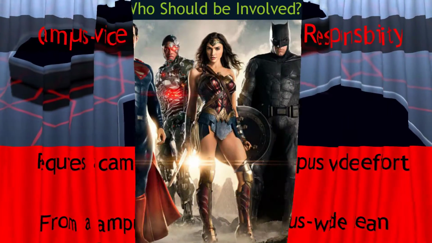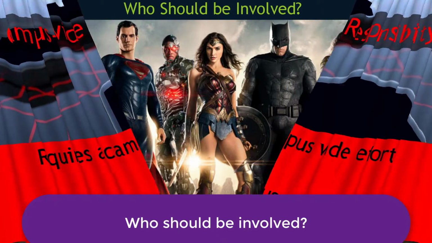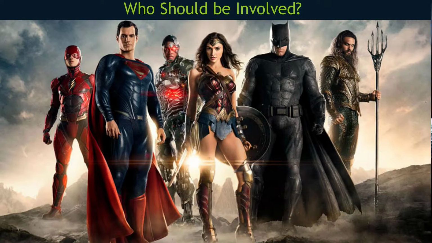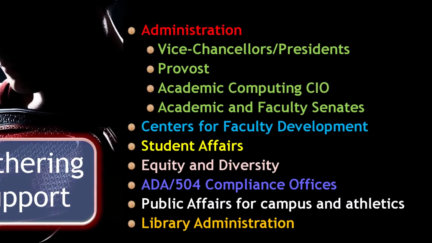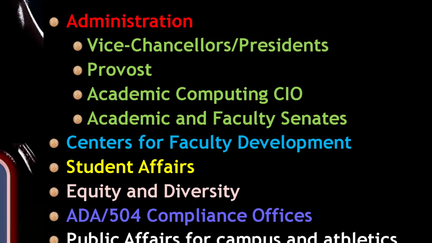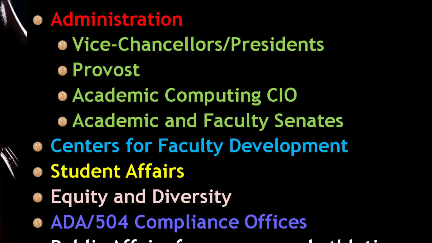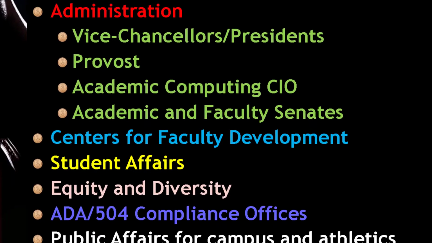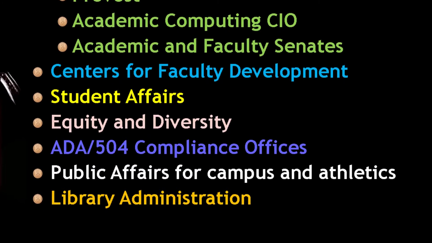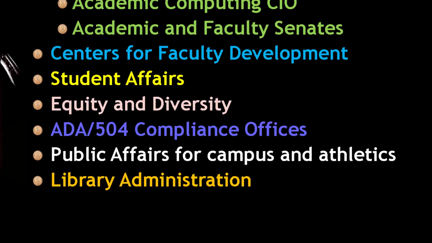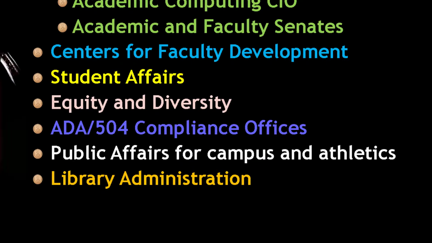So who should be involved on your campus? Well, you need to gather support. You need to work with your administration to identify high-level players such as vice chancellors, the provost, the academic computing CIO, the academic and faculty senates, centers for faculty development and excellence, student affairs, equity and diversity, the ADA and 504 compliance offices, public affairs, athletics, and library administration.